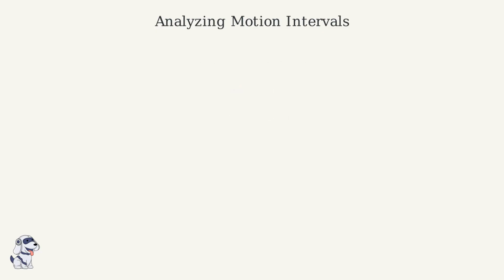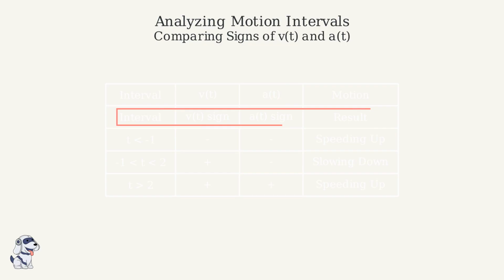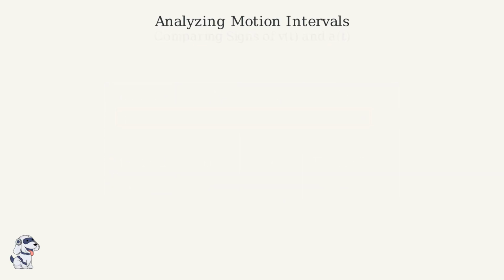For our function, we find that the velocity is zero at t equals 2 and t equals negative 1. Now we look at the signs of velocity and acceleration. When they have the same sign, they work together to speed up the particle. When they have opposite signs, they fight against each other, slowing the particle down. Notice how, when both signs are the same, the particle speeds up. This simple sign analysis is the secret to unlocking the story of the particle's journey. Keep this in mind. Same signs always mean speeding up, while opposite signs mean slowing down.